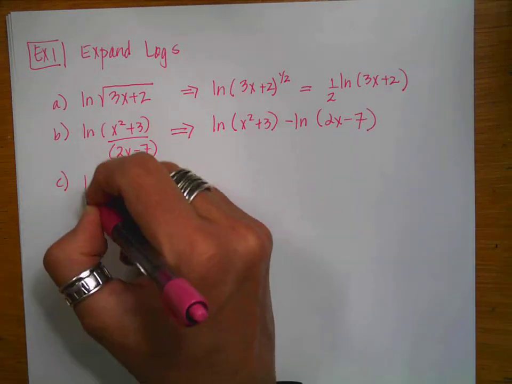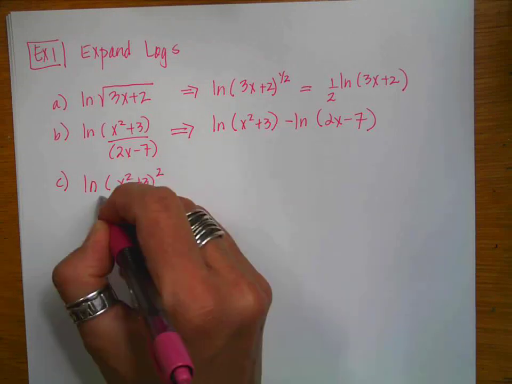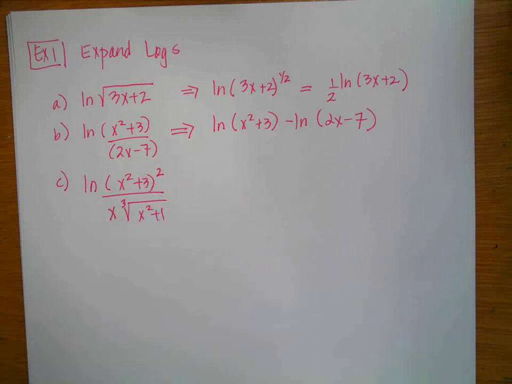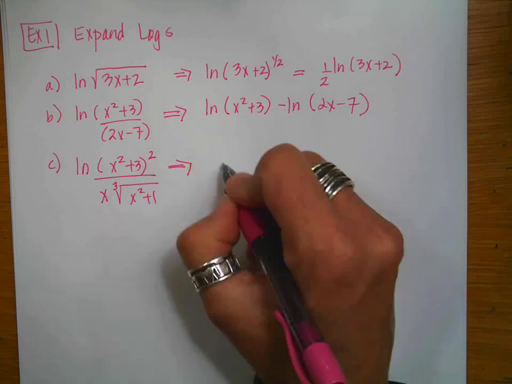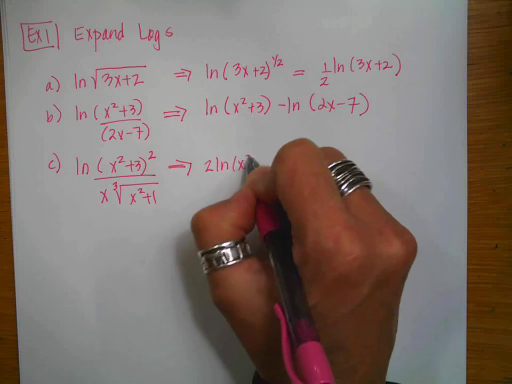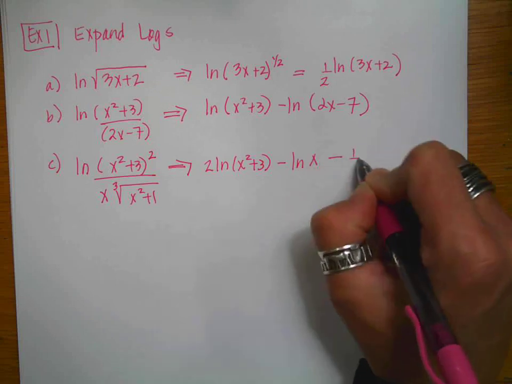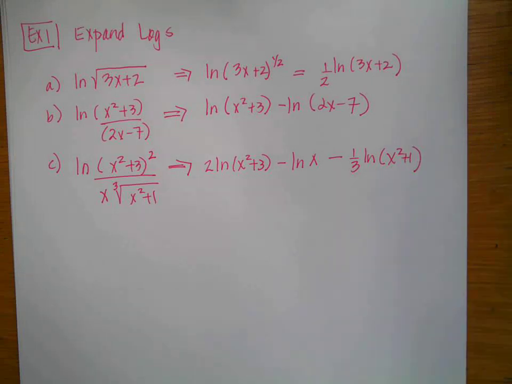And my last one in this section, what if I have the natural log of x squared plus 3 squared over x times the cube root of x squared plus 1. If I manage all of these numbers, this 2 gets to go out front, so it's 2 natural log of x squared plus 3 minus the natural log of x minus 1/3 natural log of x squared plus 1. So being able to use the properties of logarithms is going to help us significantly when we start trying to take derivatives and then eventually integrals of logs.